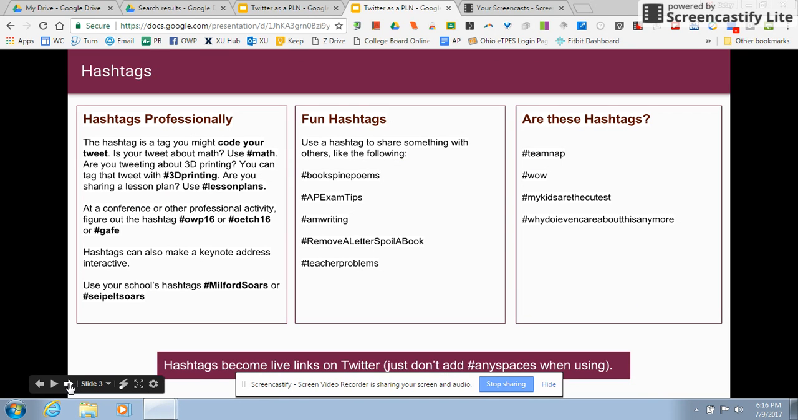So hashtags are what I want to talk about first of all. That is when you use the pound symbol followed by some words. Professionally, hashtags are used to group tweets together. So what it says over there is like, hashtag math, hashtag lesson plans, hashtag OWP16 or YOWP is the hashtag we seem to be using these days. It lets you follow a specific idea or a group of people who use that hashtag.